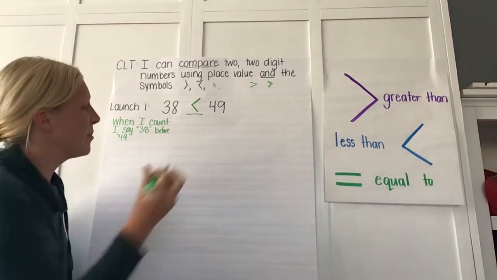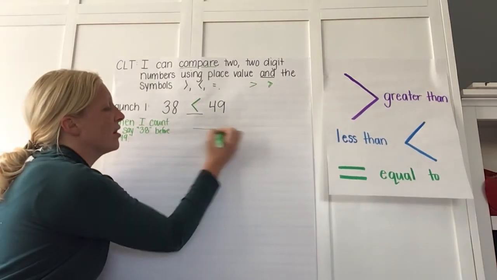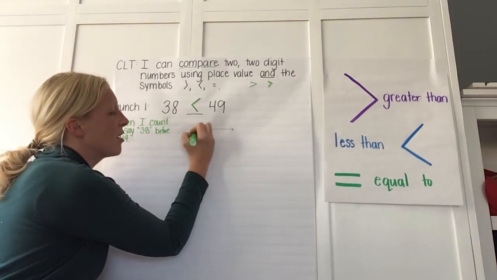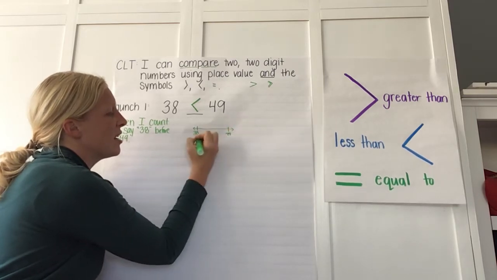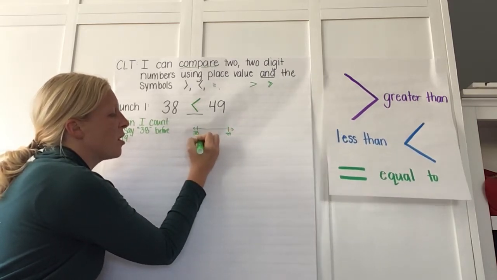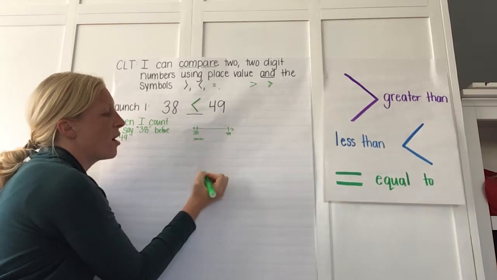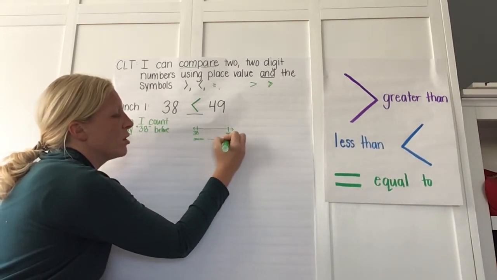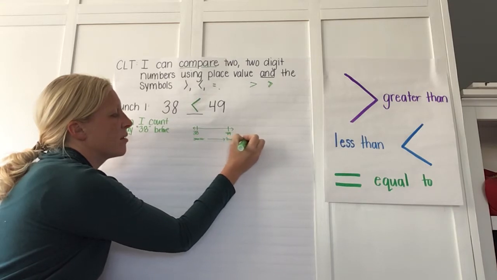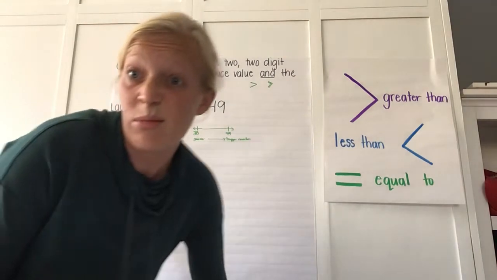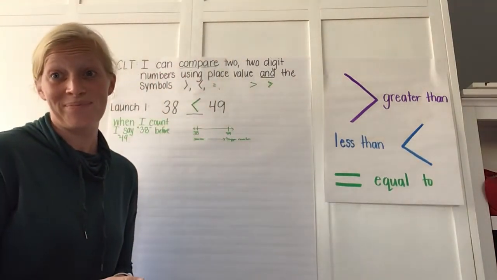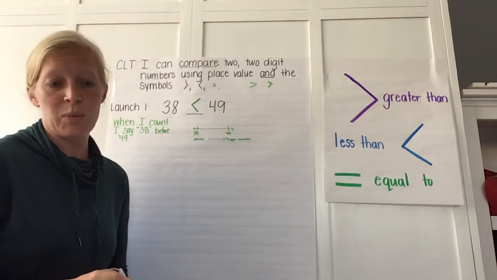Oh, I just heard somebody else say on my number line, you can look up on our number line. Our number line, we see a 38 and 49 is way down here. And this is where the smaller numbers are. And we go to bigger numbers. Those are two great ways to prove which number is bigger and which one's smaller. Okay? Any other ways we can think of?